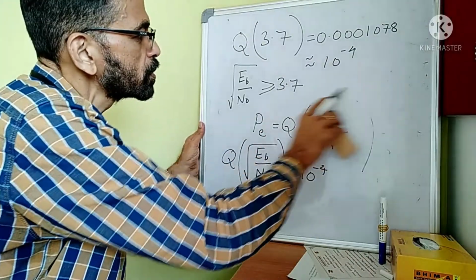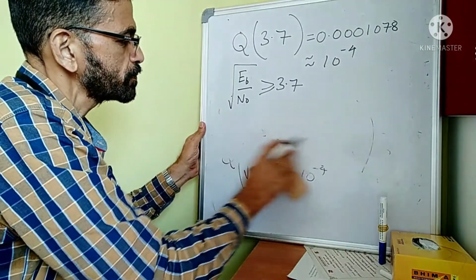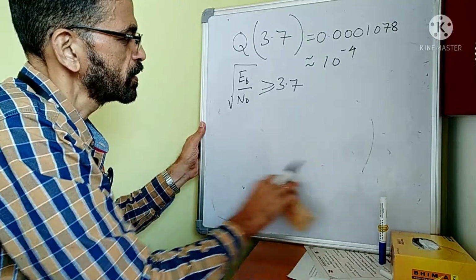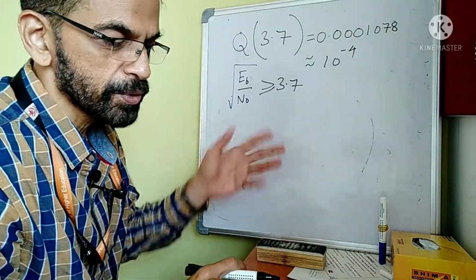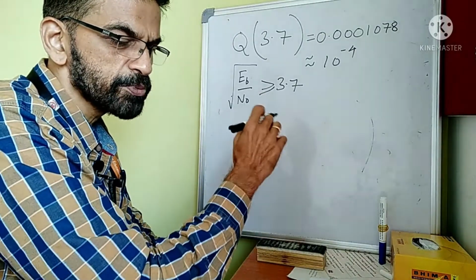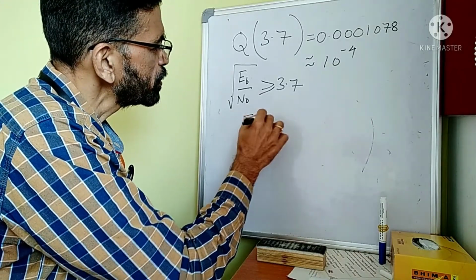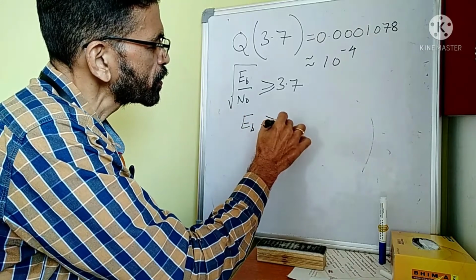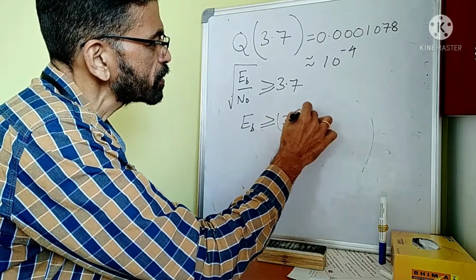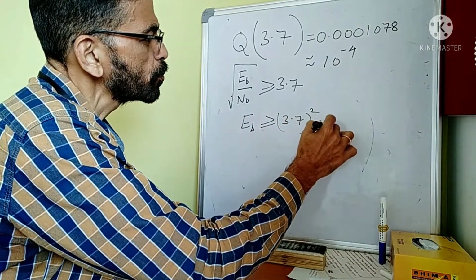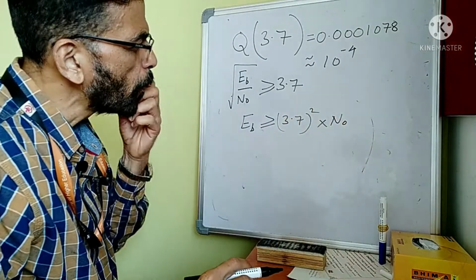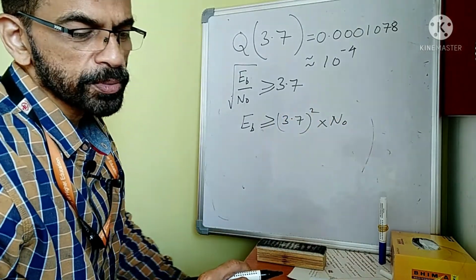Now this means that from here onwards it's a simple manipulation of terms. This means that EB has to be greater than or equal to 3.7 to the power 2 into N naught.